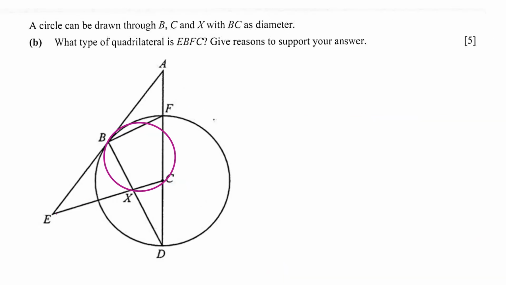Right, so for part B, we're asked to explain what kind of quadrilateral EBFC is. EBFC, that's the one here. What sort of quadrilateral? Is it a parallelogram? Does it look like a parallelogram? Definitely not, right? Does it look like a triangle, a rectangle, a square? I think it looks more like a trapezium. So if it looks more like a trapezium, what are the properties of a trapezium? What do we need to prove to show that it's a trapezium?